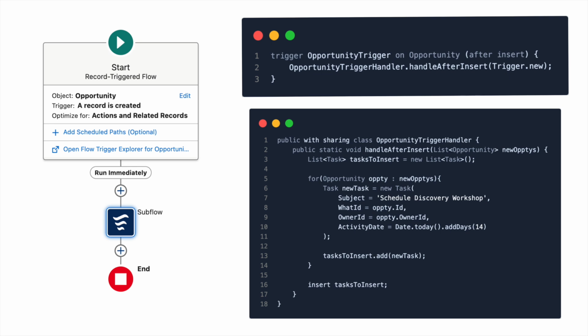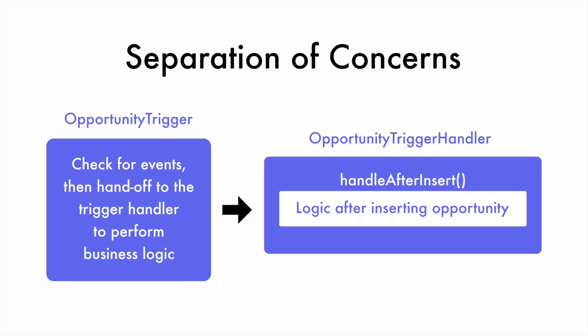Trigger handlers are Apex classes that contain business logic and can be called from Apex triggers. For example, this Apex trigger utilizes a trigger handler method that creates tasks for new opportunities. As you can see, trigger handlers provide what is known as a separation of concerns, which is a clean code concept. Trigger handlers make Apex triggers easier to understand and maintain.